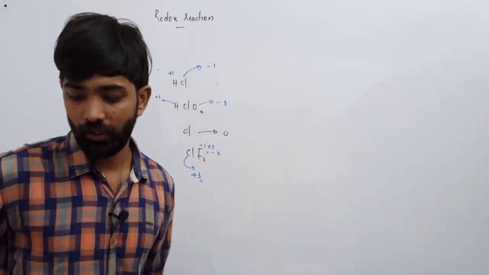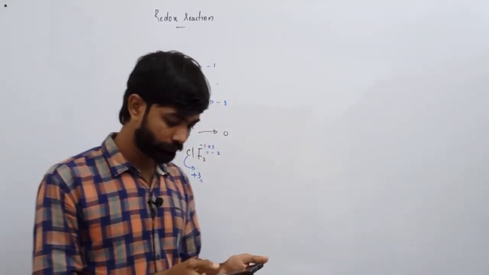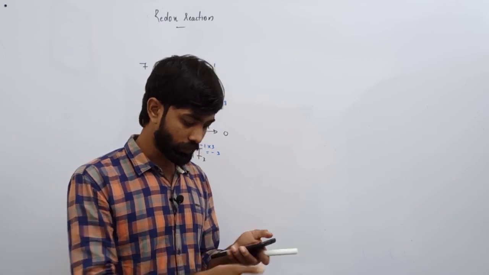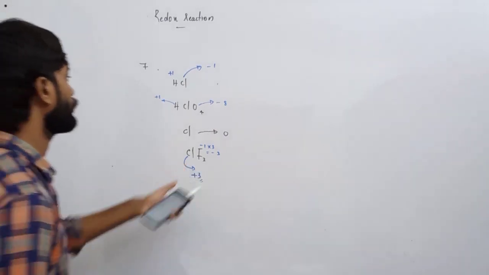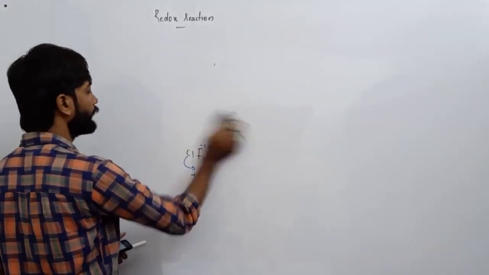So it is clear that the chlorine which is in +3 oxidation state is your ClF3. The choice for ClF3. Okay. Moving to the 8th question.